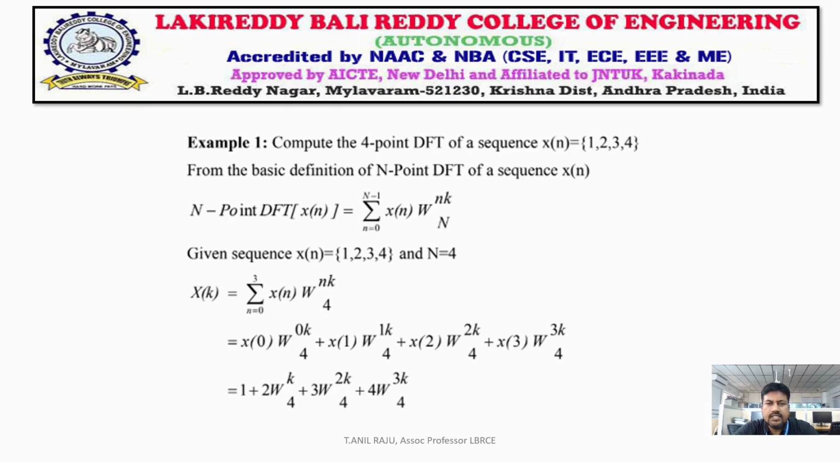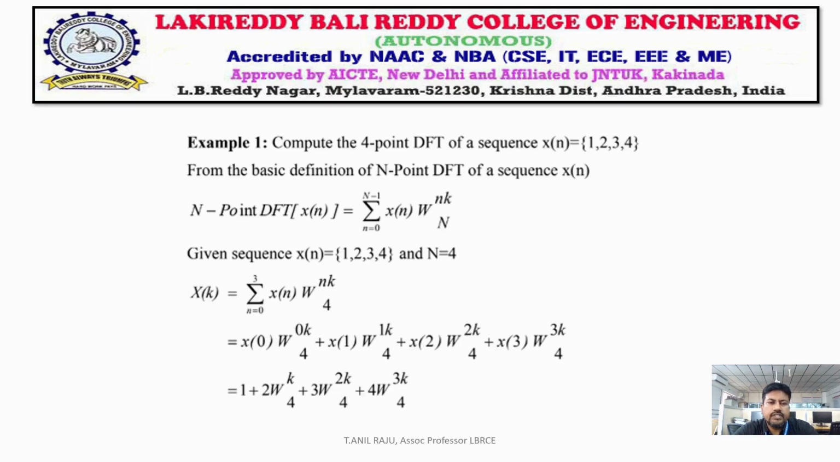So, in the sequence notation, 0 is the first sample, and we will continue like that, and the last sample here is at index 3, the value is 4. How to compute this?